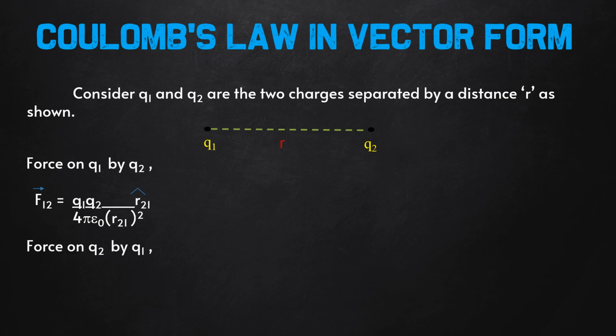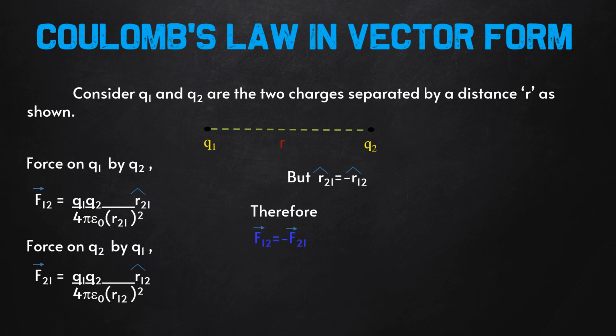Similarly, we calculate what is the force acting on the charge Q2 by Q1, and which is expressed as F21 vector is equal to Q1 Q2 by 4 pi epsilon naught R12 squared R12 cap. But we found that R12 cap is equal to R21 cap. R21 cap and R12 cap are equal in magnitude, but their directions are opposite. Hence we write R21 cap is equal to minus of R12 cap. Substituting in the above expression, we say F12 vector is equal to minus F21 vector. It means the force exerted by the charge Q2 on Q1 is equal and opposite to that of the force exerted on the charge Q2 by Q1. So we say that Coulomb's law obeys Newton's third law.